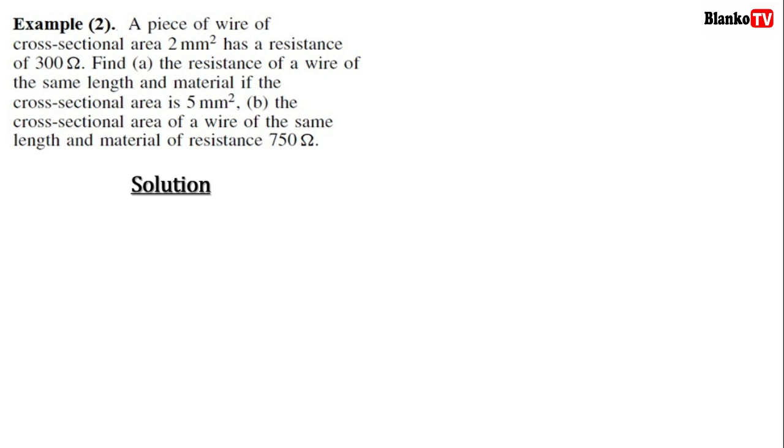Solution. So we know that R is proportional to L and inversely proportional to A. R being our resistance, proportional to L, that is the length, and inversely proportional to A, which is the cross-sectional area. So here we assume the length to be 1. By substituting the values, we have 300, which is our resistance, proportional to 1 over 2, 1 being the length and 2 being our cross-sectional area. I hope you are following it.